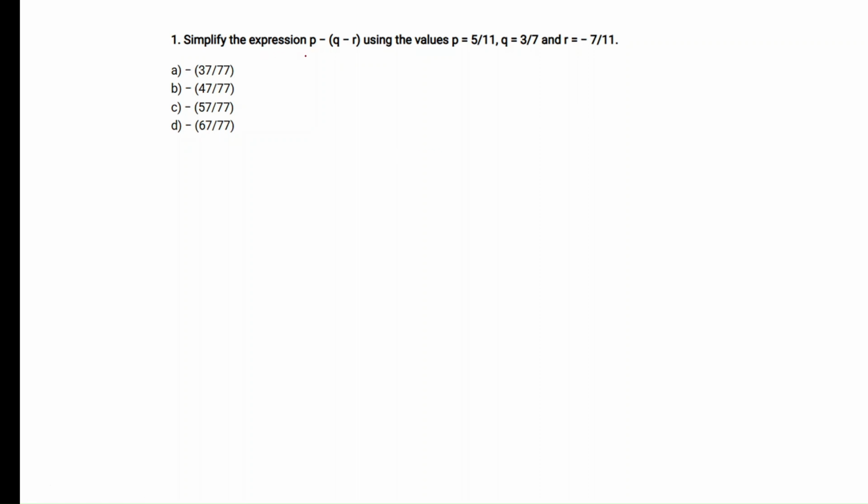Here is another question from Math Olympiad. We have to simplify this expression. Let's put the value for each variable. P is 5 upon 11, minus 3 upon 7 and minus.